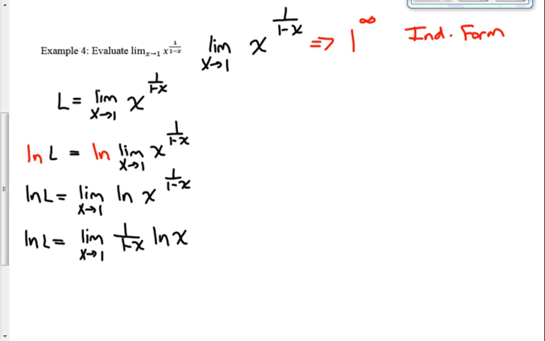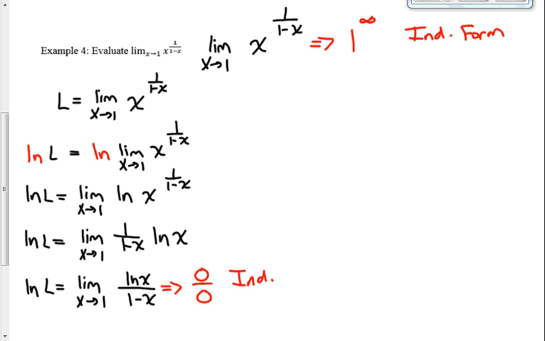And at this point, I now can make this into a fraction. And again, that's my goal right now, to make this into a fraction so that I can use L'Hopital's if it applies. So let's check and see if it applies. The natural log of 1 is 0. 1 minus 1 is 0. Now I have an indeterminate form, which means I can use L'Hopital's.